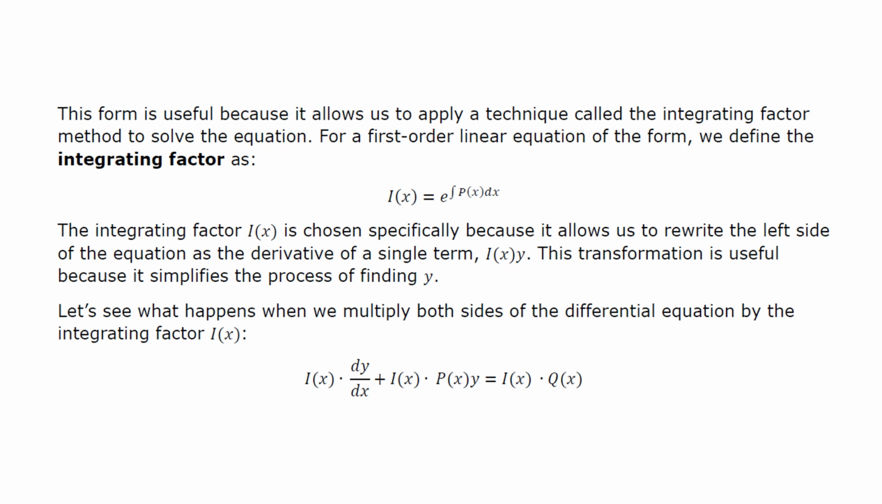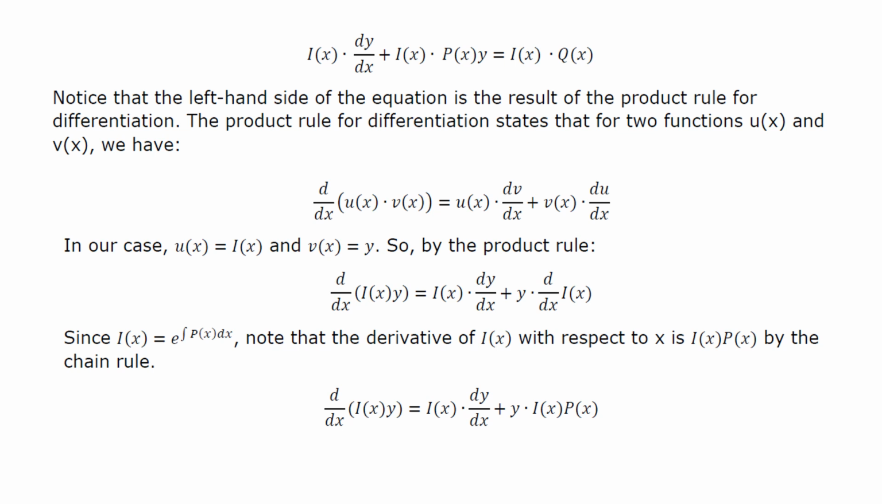And this transformation is useful because it simplifies the process of finding y. So let's see what happens when we multiply both sides of the differential equation by the integrating factor, I of x. We'll take our standard form and multiply each term by I of x. So we have I of x times dy over dx plus I of x times p of x times y, which equals I of x times q of x. Notice that the left side of the equation is the result of the product rule for differentiation.